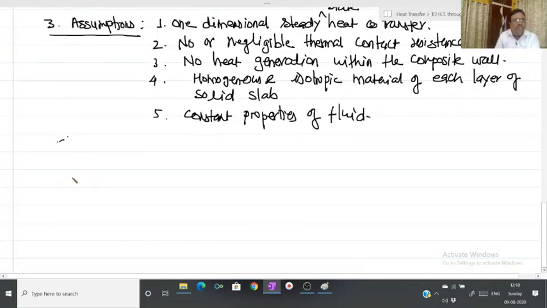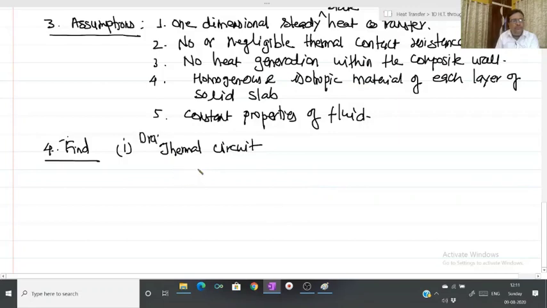Now let us enlist what is to be found out. The very first thing the problem is asking about is the thermal circuit of the problem, that is the equivalent electrical circuit. Number two, individual resistances.